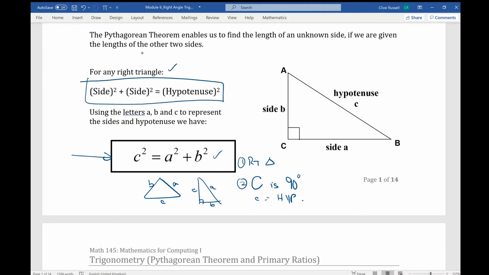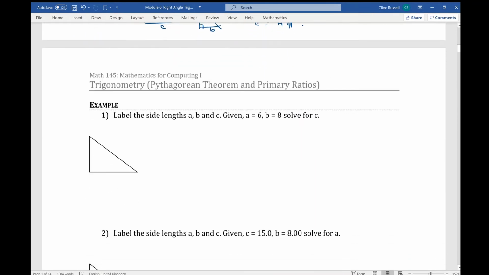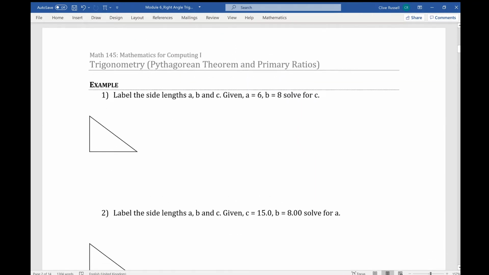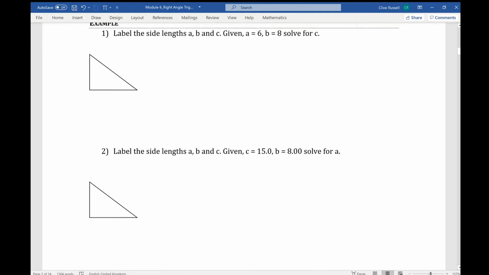In any case, that's a more general statement. For any right triangle, and I probably prefer to say side 1, side 2, or side A, side B, whatever it is. So this is beautifully done. Okay, moving on. Let's maybe do a problem with the Pythagorean theorem, right?